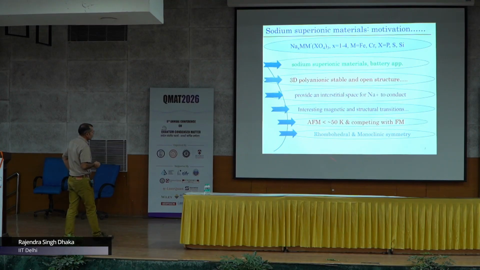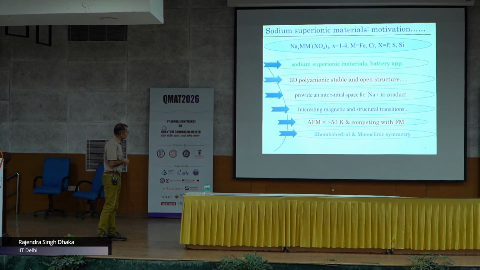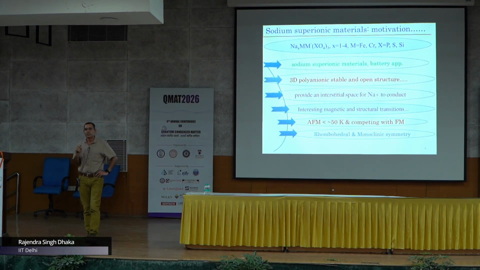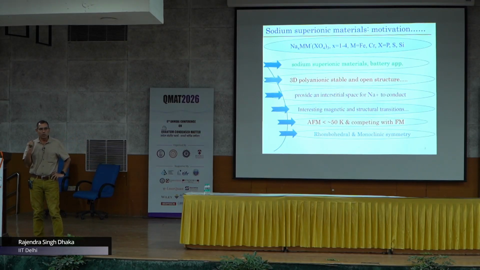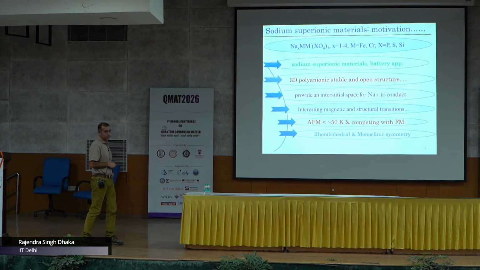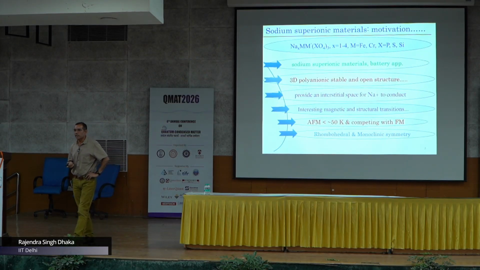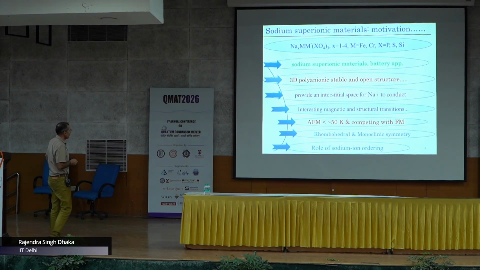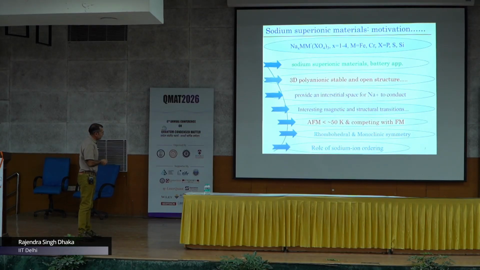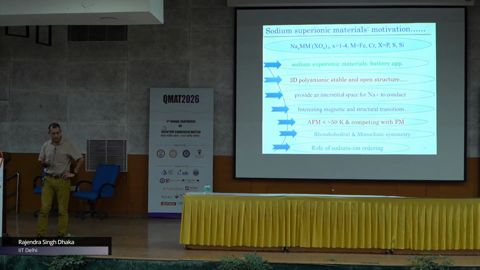From the structural point of view, most of these materials stabilize in the rhombohedral phase, but there is also a lowering in the symmetry, and some of these materials also show monoclinic symmetry. What we found recently is that there is a transition between these two, and this transition is very critical and important for battery performance as well. That symmetry lowering, we found, is mainly due to sodium ion ordering.